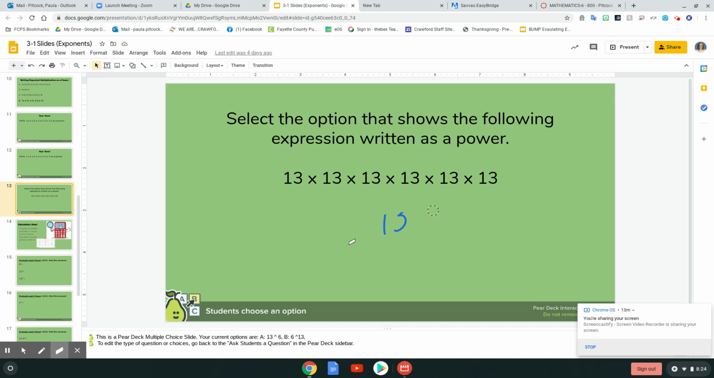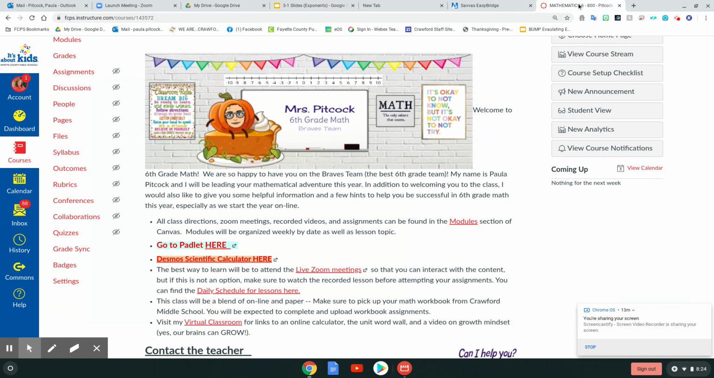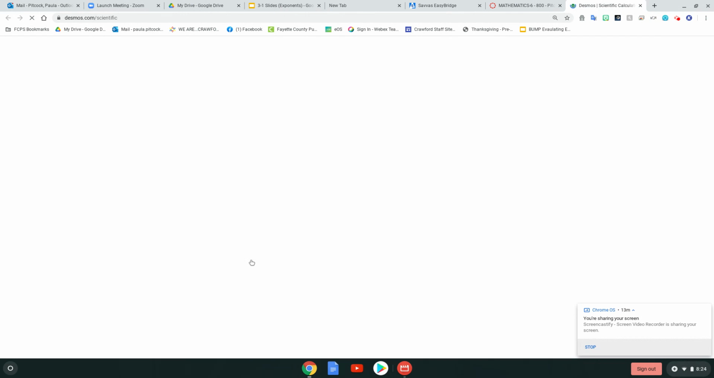Now, what I need you to do next is get a calculator because up next we're going to evaluate. And when we evaluate them, you need a calculator. On your Canvas homepage, you should see highlighted in orange Desmos Scientific Calculator. We can use this calculator to answer our questions. So I'm going to bring it up.